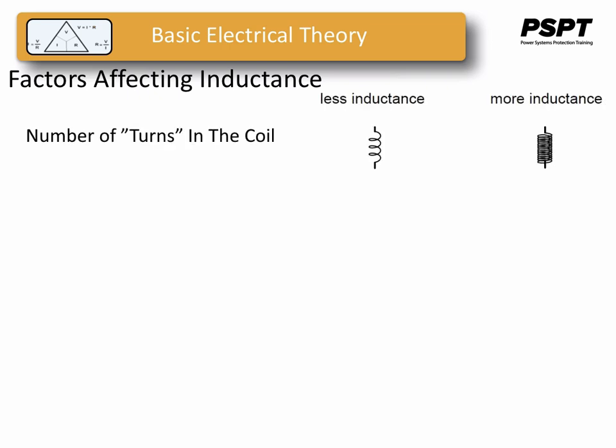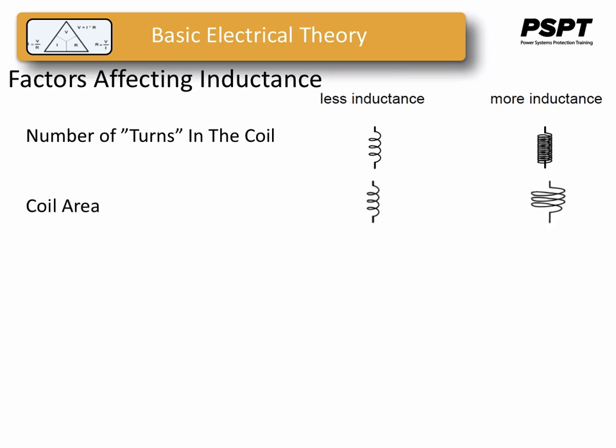Number of wire wraps or turns in a coil. All other factors being equal, a greater number of turns of wire in a coil results in a greater inductance. Fewer turns of wire in a coil result in less inductance. More turns of wire mean that the coil will generate a greater amount of magnetic field force, measured in amp turns, for a given amount of coil current.